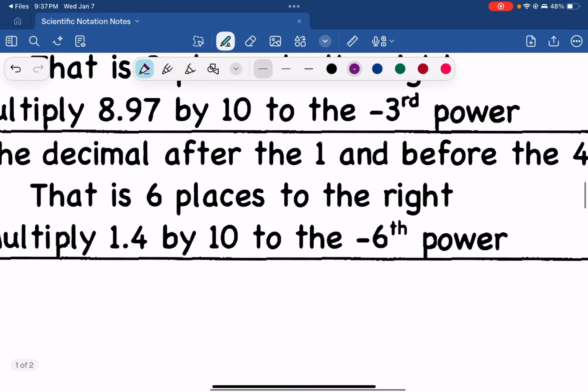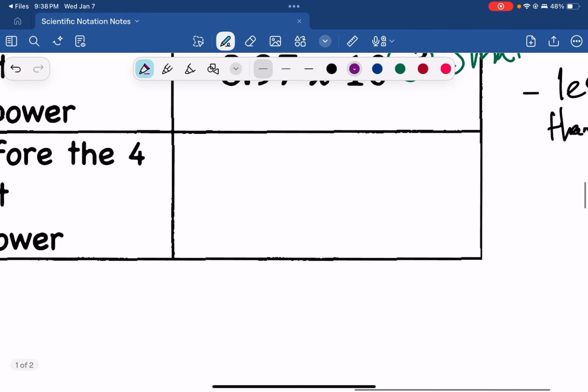So over here, on this side, we're going to rewrite this now as 1.4 because those were the numbers that weren't zeros. We're going to multiply that by 10, and we had to move the decimal 6 times. So our exponent is 6. The last thing that we're going to add, because we moved the decimal to the right, and because this number is small, we're going to add a negative.